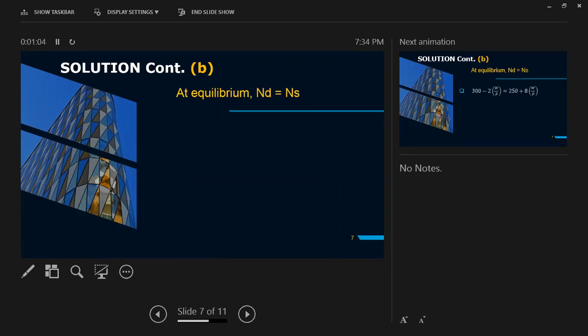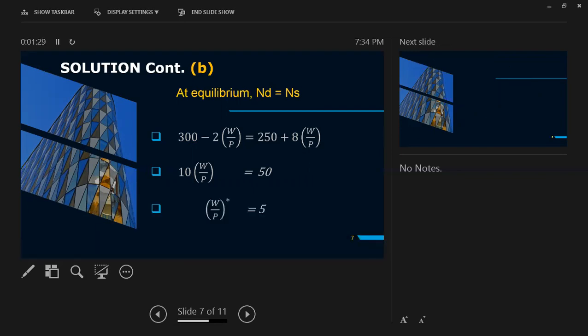Okay, so now in the labor market, as stated earlier, we have equilibrium when ND is equal to NS. So we just equate the two functions. After equating them, we make W over P the subject. So just group like terms. We get 10 W over P is equal to 50. We divide through by 10. So we get W over P star is equal to 5.